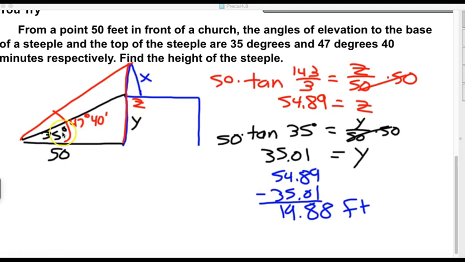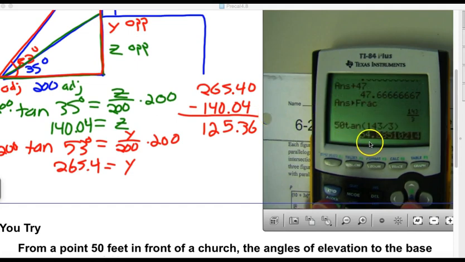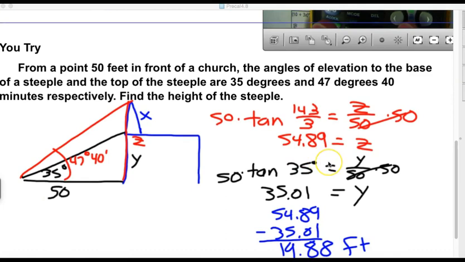So right here I did the tangent for the large red triangle. I did the tangent of 143 over 3 degrees equals z, where z is this distance from the ground to the top of the steeple, over 50. And of course it's tangent because z is the opposite side of the angle and 50 is the adjacent side of the angle. So then I times by 50 on both sides. And whenever I type in 50 times tangent of 143 over 3, I get 54.89. All right, so I just rounded it to the hundredths.